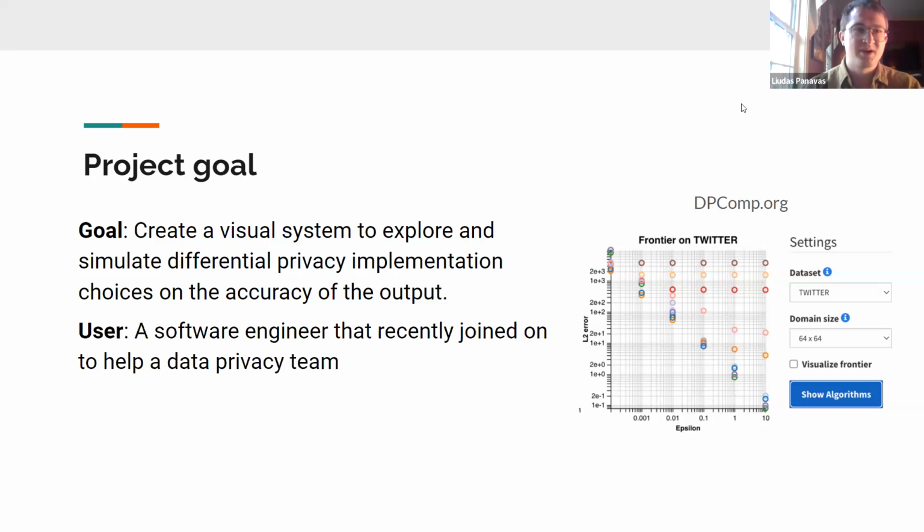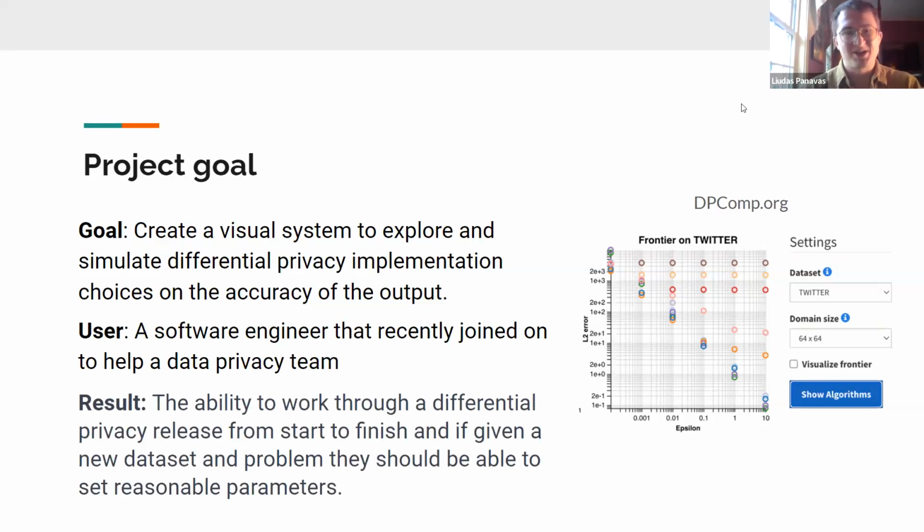And then over the summer, when I was presenting, a big question that was asked often was, who will be the user? And we've talked about this as a group, and what we put together as a user is a software engineer that recently joined to help on the data privacy team. So this is someone who has technical expertise. They know how to code, but they probably don't have any coursework or experience with differential privacy, and they need to get up to speed pretty quick in order to be able to contribute to the projects.